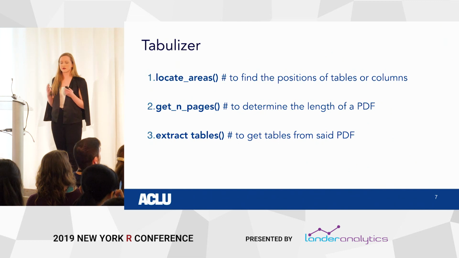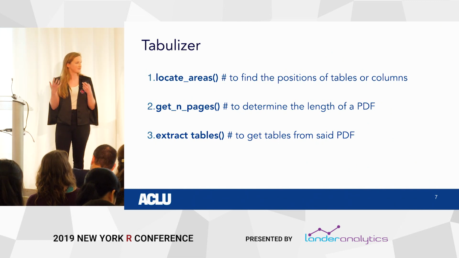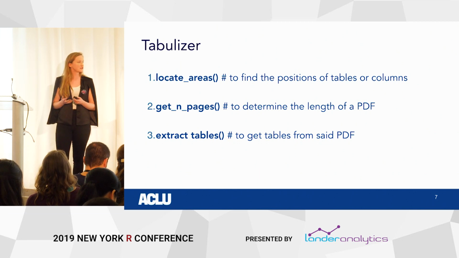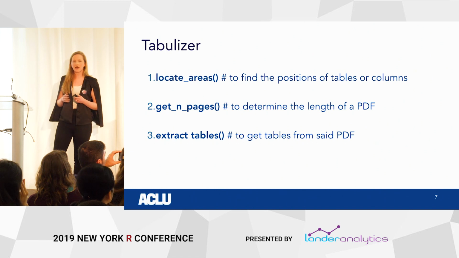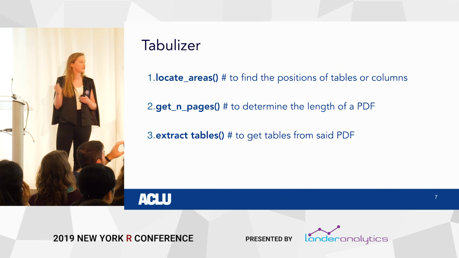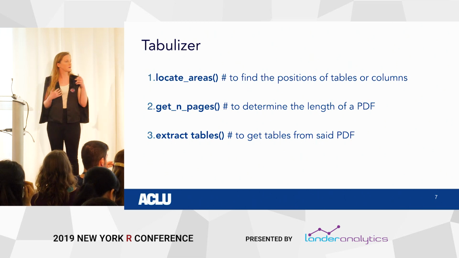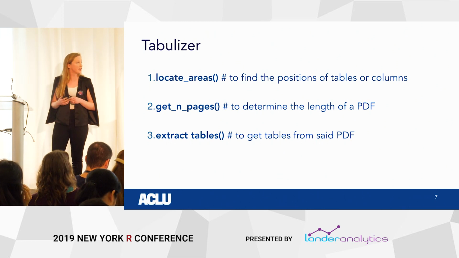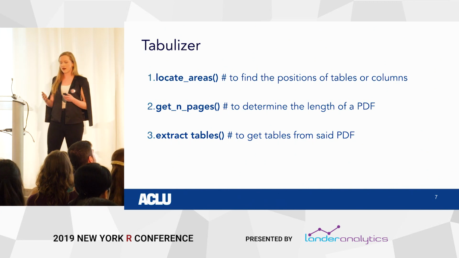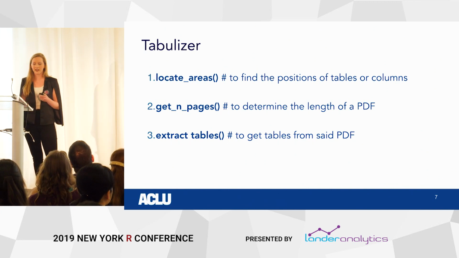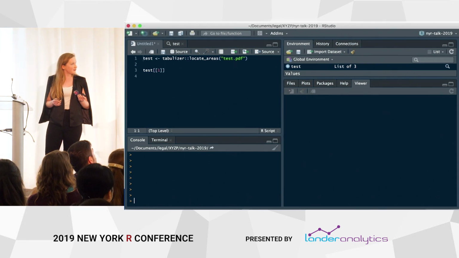In tabulizer, the real workhorse is this function, extract_tables, that sort of magically pulls tables from PDFs. And we can use locate_areas interactively to find out the locations of the columns that we want to pull out, and get_n_pages is just really useful if you want to incorporate the other 2 into a function. And so locate_areas, I think, really needs to be done interactively through some live coding, but I am a coward, so we're going to watch this GIF.